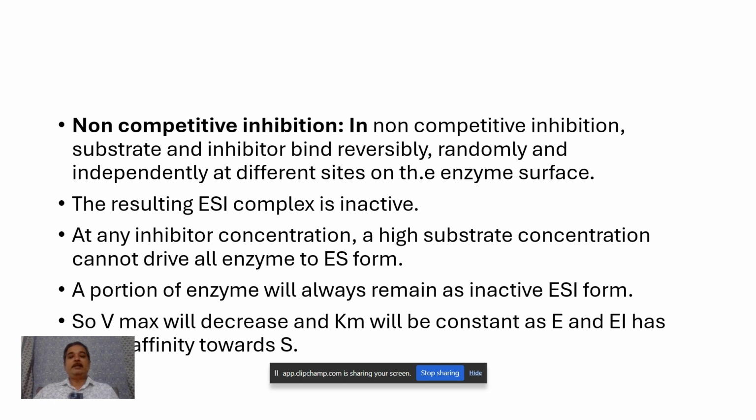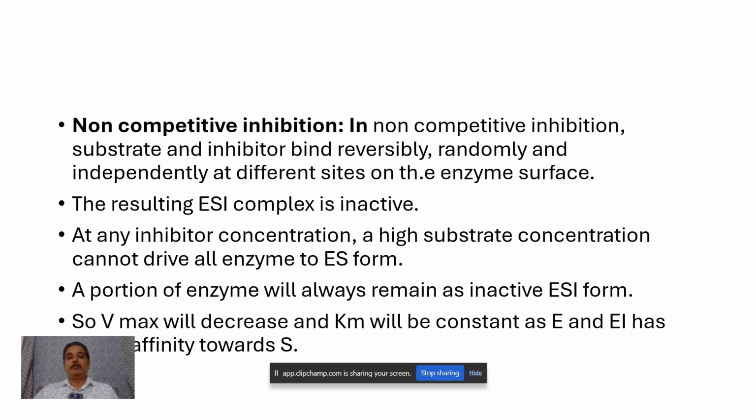Then randomly means either the substrate can bind first or the inhibitor can bind first, and independently at different sites on the enzyme surface. And the resulting ESI complex is inactive. So the enzyme may first bind with the substrate forming ES complex and immediately bind with the inhibitor forming ESI complex. Alternatively, the enzyme can first bind with the inhibitor forming the EI complex, which then binds with the substrate forming ESI complex. And this ESI complex is inactive.